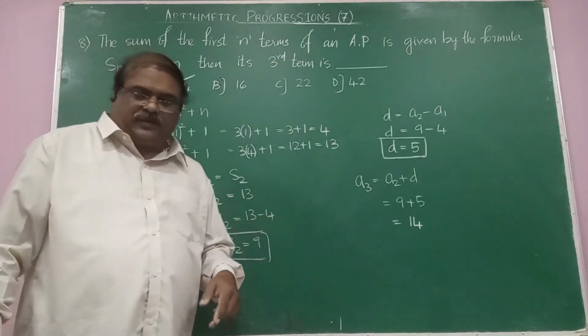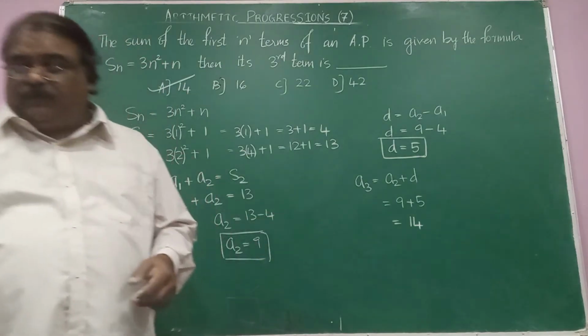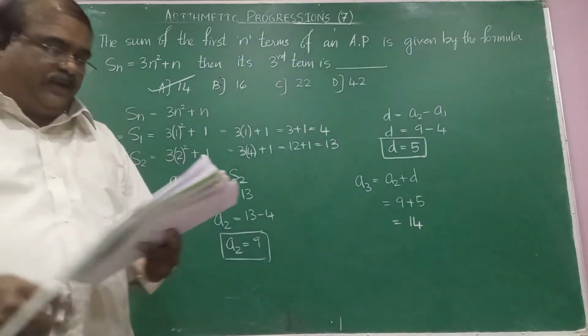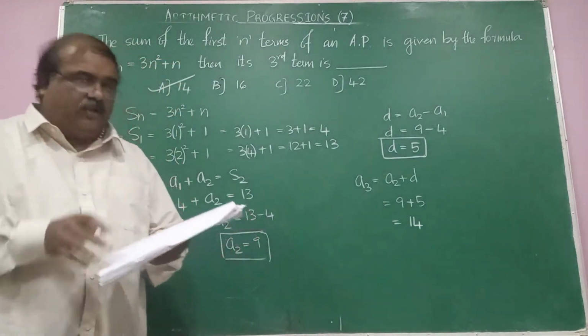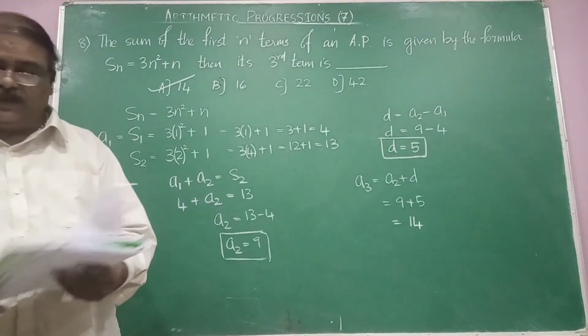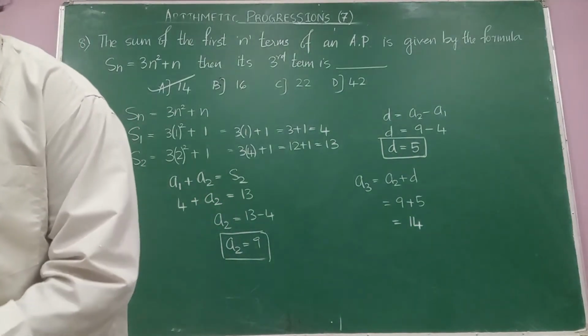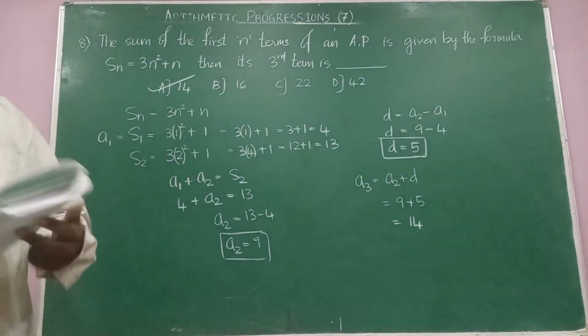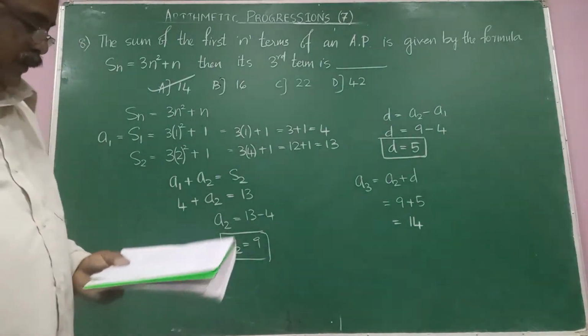Okay, so with that we stop with MCQs and we start with 3 marks and 4 marks type sums that were asked in annual examination. The first question, a 3 marks type question asked in annual examination.